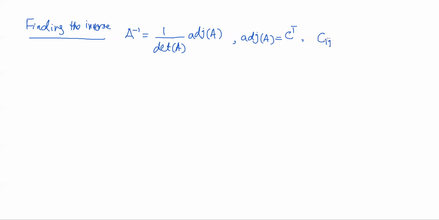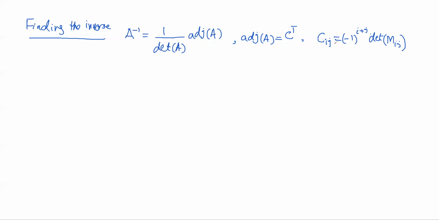Cofactors are certain numbers placed at the i and j positions of the matrix, such that Cij is equal to -1 to the power i plus j times the determinant of the minors of those coefficients. Okay, so this is a very long formula for finding the inverse.